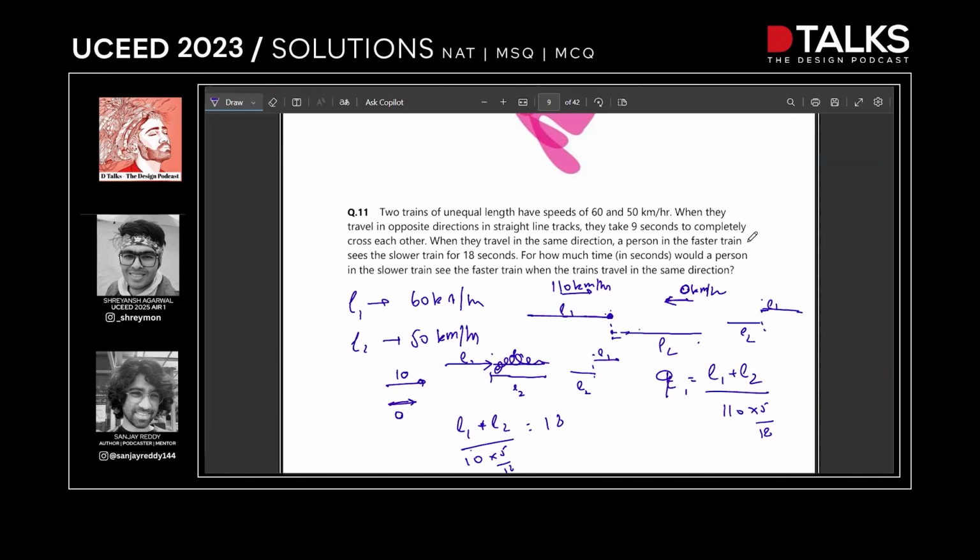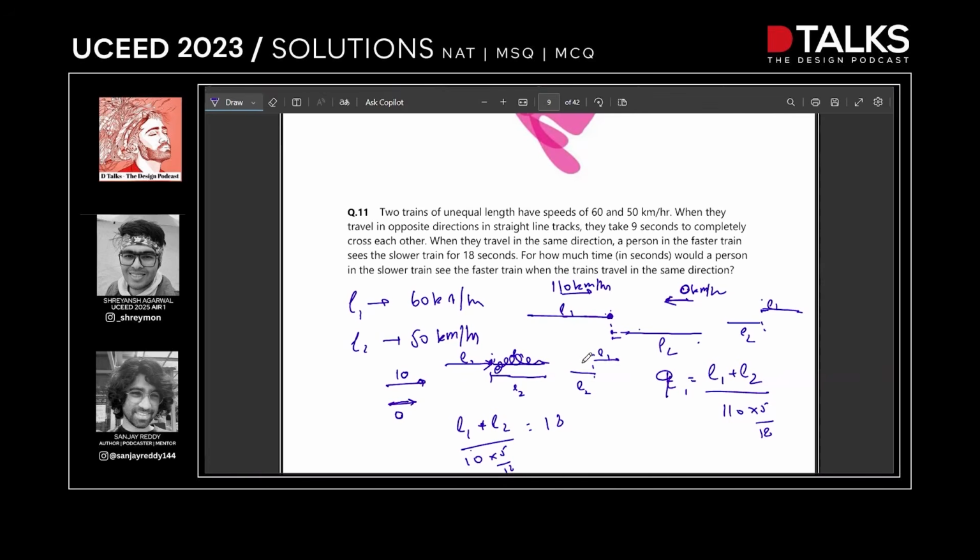Person in the faster train. Okay, right, what I did wrong. See, so now the trains are not entirely crossing each other. Let's assume the person is sitting in the very front of the train, right? He can only see directly outside.